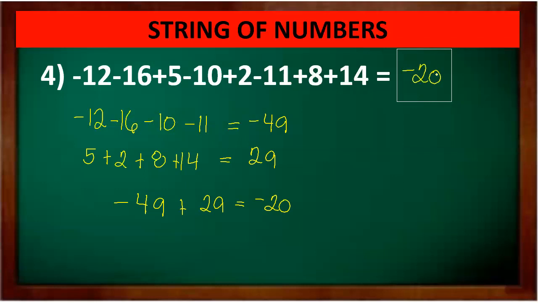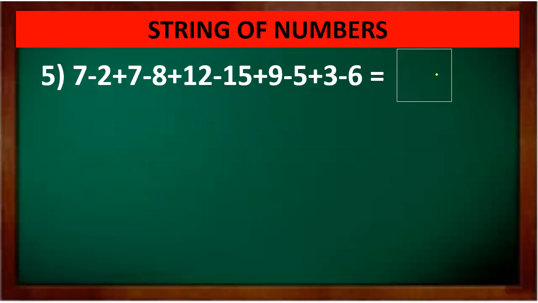Okay. So we still have last one example. Mabilis lang ang pag-solve ng mga string of numbers. Okay, so practice lang po ang kailangan. So dito naman, let's start with positive 7 plus 7 plus 12 plus 9 plus 3. Okay, when you add 7 plus 7, that is 14. 14 plus 12, that is 26. 26 plus 9, that is 35. And 35 plus 3, that will give you 38.